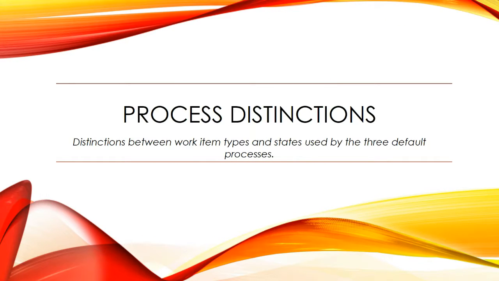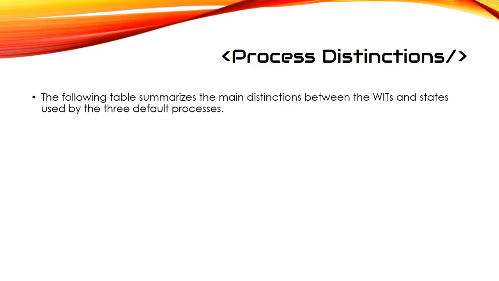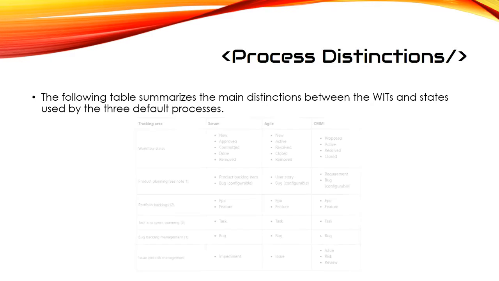Process distinctions. Distinctions between work item types and states used by the 3 default processes. The following table summarizes the main distinctions between work item types and states used by the 3 default processes.